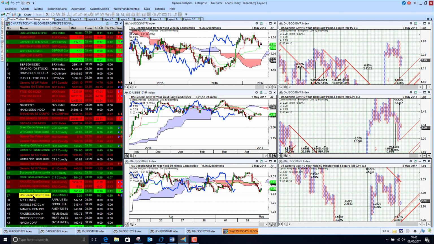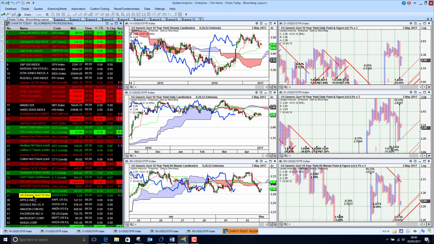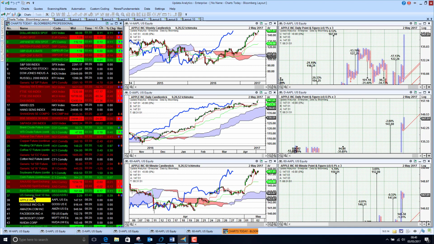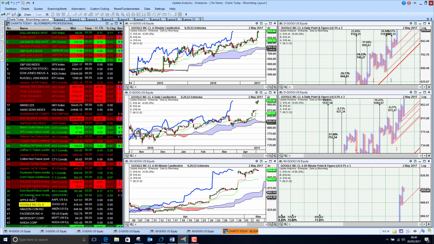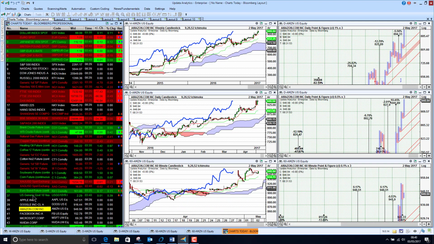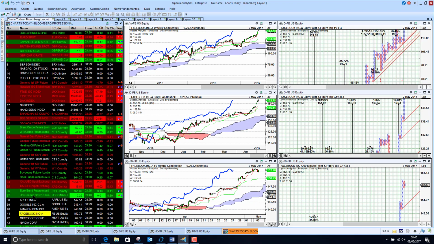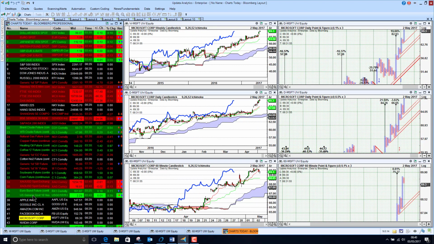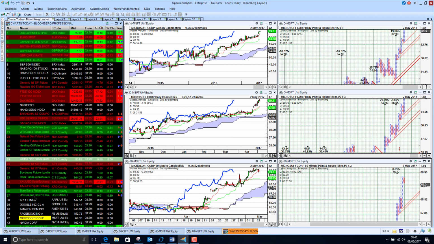US government bonds, 2.3%, so we're just sitting there at the moment, not really holding a bullish position, and bearish in the medium term. That's on the yields. Apple still looking bullish above the cloud on all three time frames. Google also looking very bullish above the time frames, and so is Amazon. And Facebook as well, making new highs, and Microsoft. So all the tech looking pretty strong indeed.